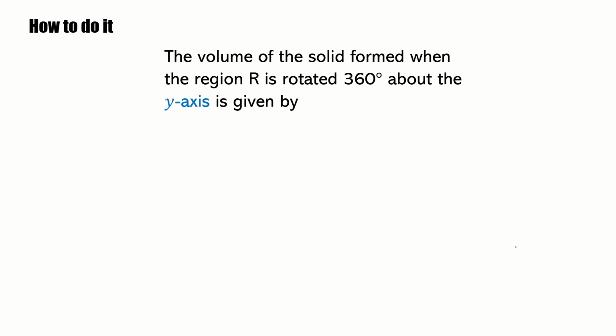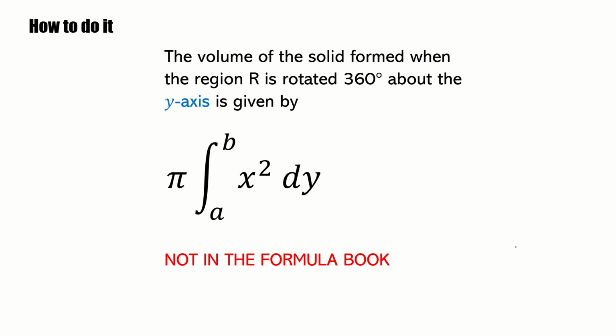But that's what's going on. How do we do it? Well, here's the thing. The volume of a solid formed when rotating a region 360 degrees about the y-axis is given by the formula pi lots of the integral from a to b of x squared dy. Now, things to be aware of. For a start, it's not in the form booklet, just like the other volumes of revolution formula you need to know. And that's therefore one you're going to need to remember.